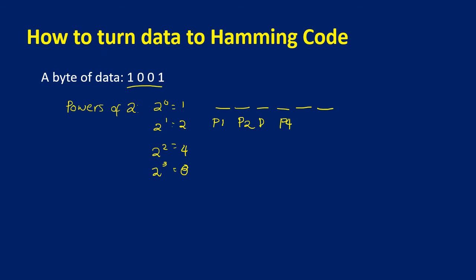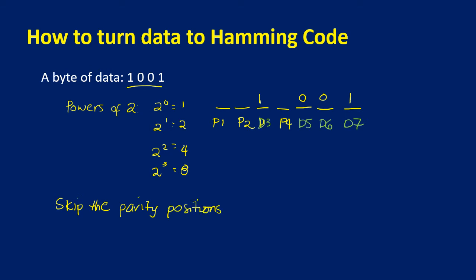This is D3, D4, D5, D6, D7. So the data positions, that is where you write your data. For our data positions, we have 1, 0, 0, 1. So basically, you skip the parity positions. And what are those parity positions? The powers of 2 positions.